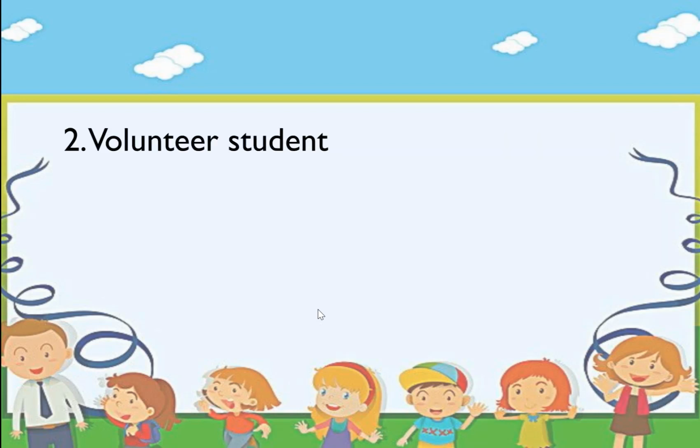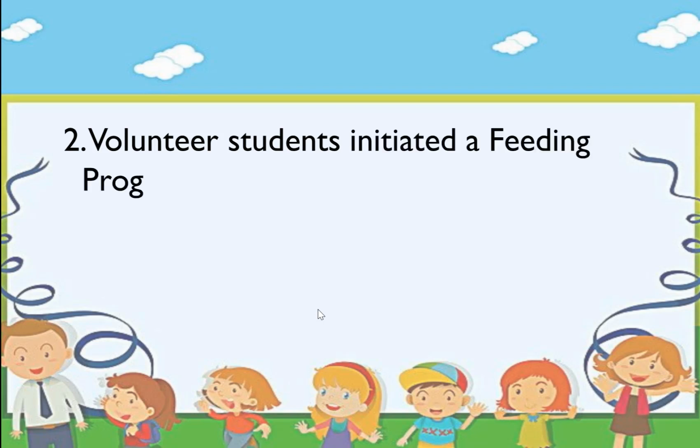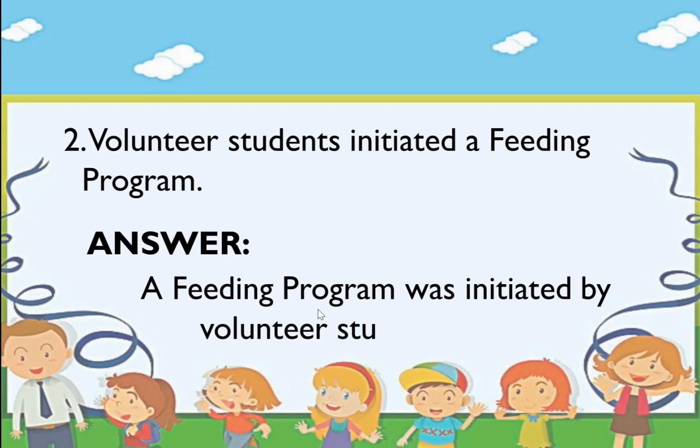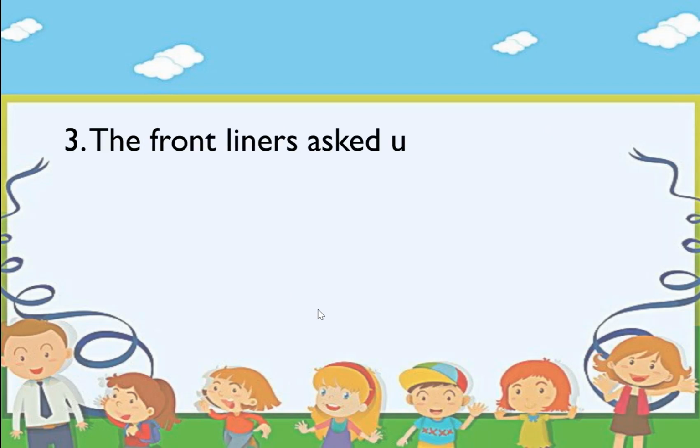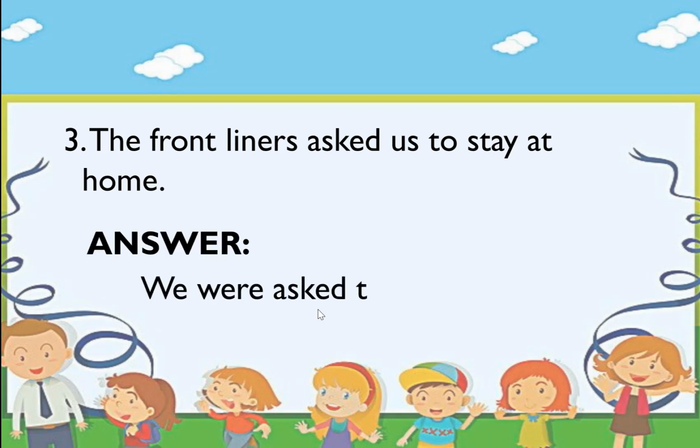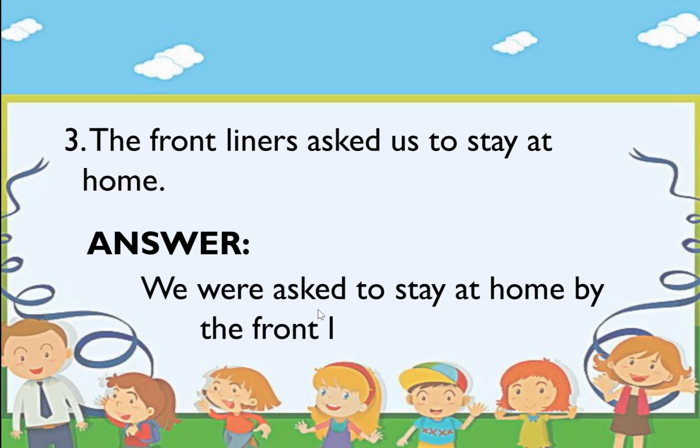Next, volunteer students initiated a feeding program. What would our sentence be like? Very good! A feeding program was initiated by volunteer students. Next, the frontliners asked us to stay at home. You're doing great! Our sentence in passive voice would be, we were asked to stay at home by the frontliners.